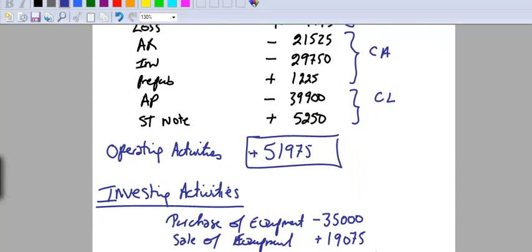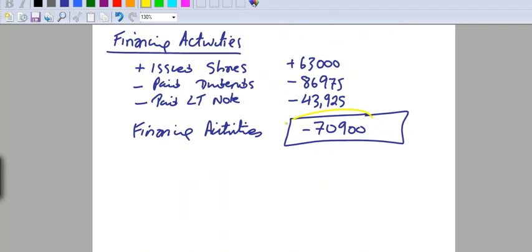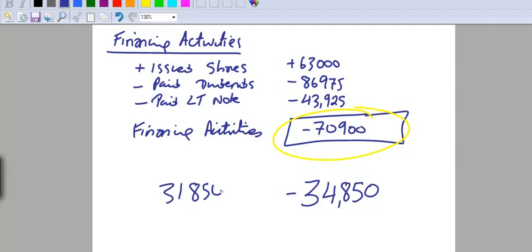Let me add up a few things. I'm going to add up 51,975, subtract from it 15,925, and subtract from that 70,900. I'm going to get 34,850. So I have to come up to 31,850. How much am I off by? I'm off by 3,000. So next comes my sleuthing abilities. I'm off 3,000. I got to go back and I got to look at something that I've missed.